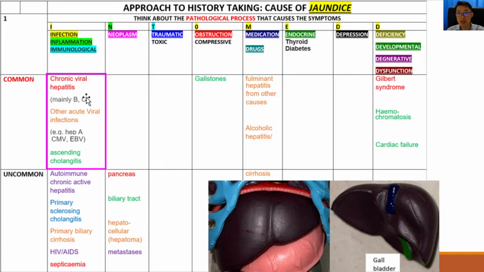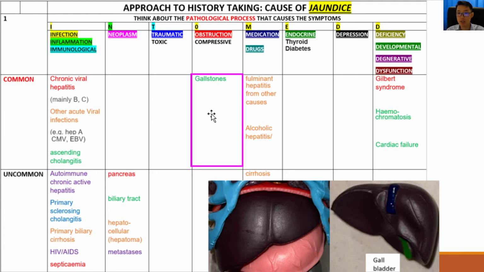Chronic viral hepatitis, including in particular hepatitis B and C, are known to cause jaundice towards the later stage of the condition. Acute virus infections such as acute hepatitis A infection, acute cytomegalovirus infection, and Epstein-Barr virus infection can all cause jaundice. In a condition called ascending cholangitis, inflammation of the bile duct impairs the flow of bile from the liver to the small intestine, leading to congestion, therefore backflow of bile into the bloodstream, causing jaundice.